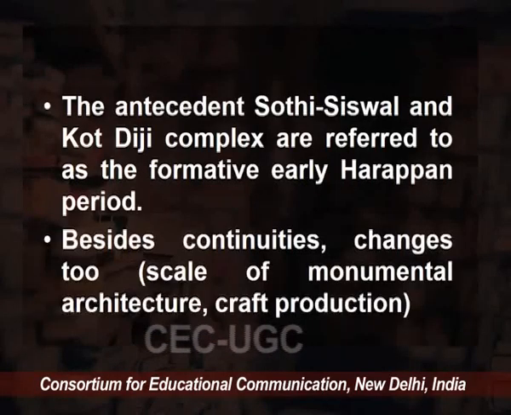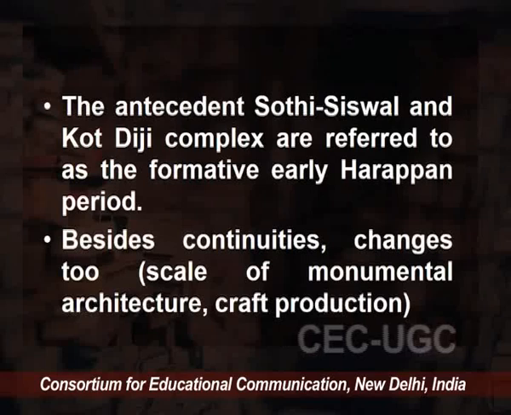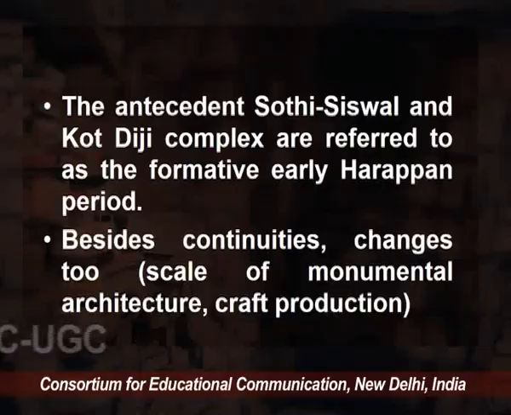So, besides continuities, there also are changes that we get to see around 2600 BCE, right at the cusp of the beginning of the mature period of Harappan civilization. So, it's not as if everything that we know as mature Harappan civilization was anticipated in these periods. There are some new things happening around 2600 BCE. For example, the scale of monumental architecture. As I just discussed, monuments or big palace-like structures are just not there in the preceding period.